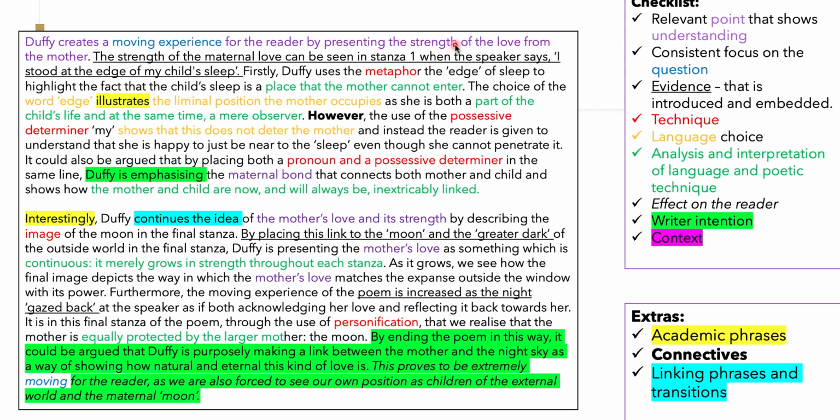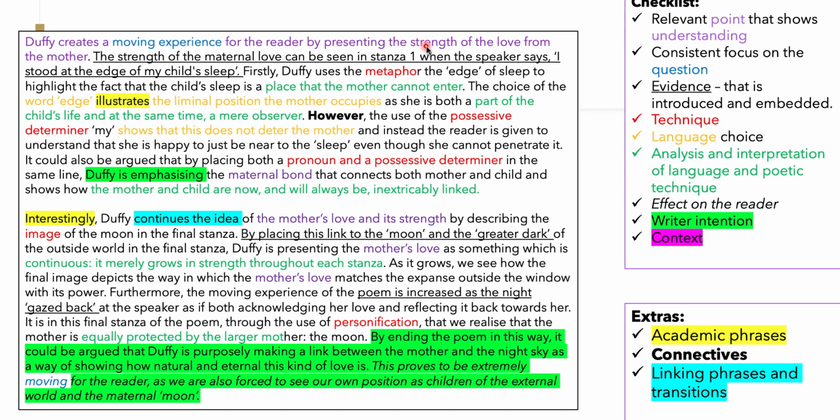So my entire section here is going to be about the strength of the love from the mother. And what I often encourage my pupils to do is to just keep going back to those key words, strength of the mother. If you need to, write them out again on a piece of paper so you keep looking back at them, and that's what you must keep referring back to. You're proving that you can see the strength of the love from the mother in this poem.